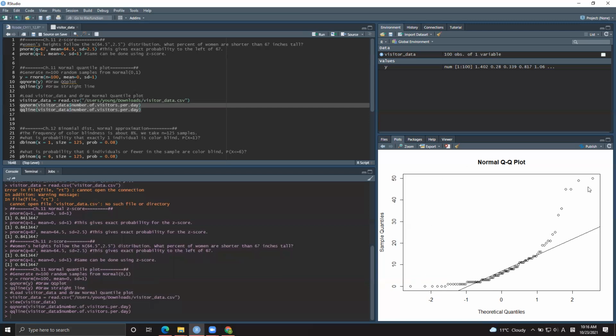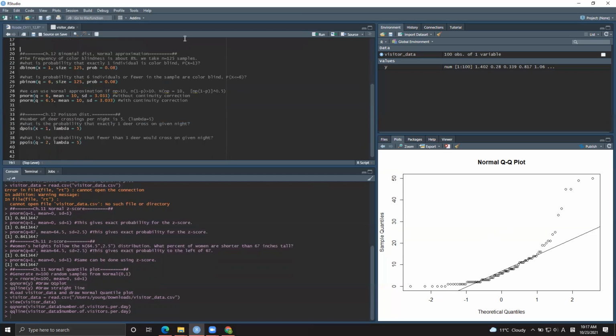Now you can see that this plot does not follow a normal. This visitor data does not follow a normal distribution because we see that the data set is away from this straight line. So this does not follow the straight pattern against this normal quantile. So we conclude that this visitor data does not follow normal distribution, and hence we cannot use normal distribution to make inference about its population.